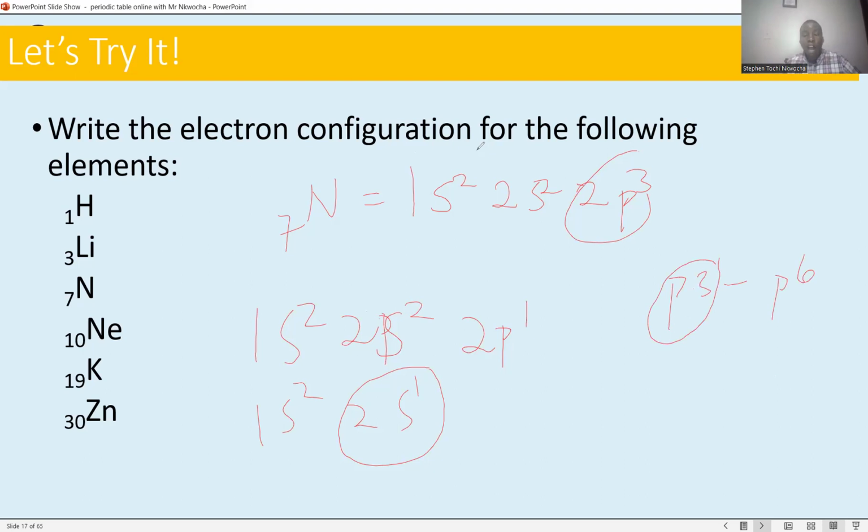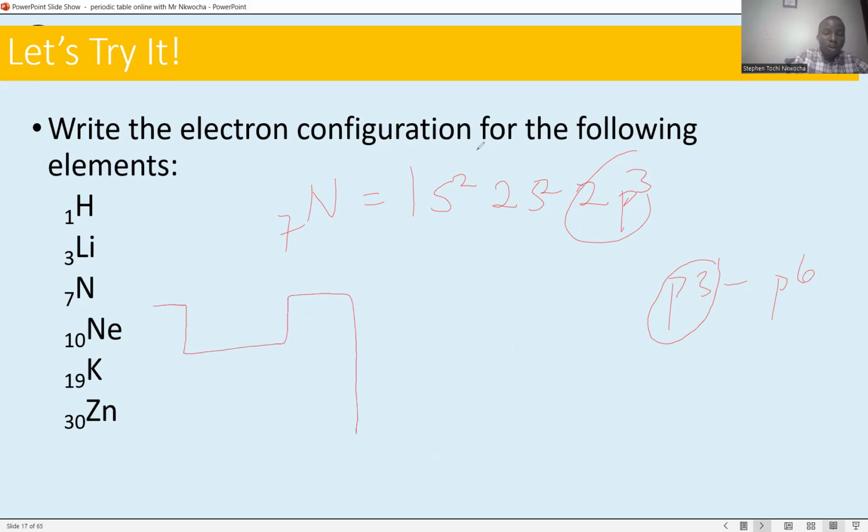How do I know that it's a non-metal? Well, remember what I told you at the beginning of this class, that you should always draw your periodic table on one corner of your answer script to be on the safe side. No matter how small your paper is, you can always draw something like this. 1, 2, 3, 4, 5, 6, 7. This is the easiest way to do this.